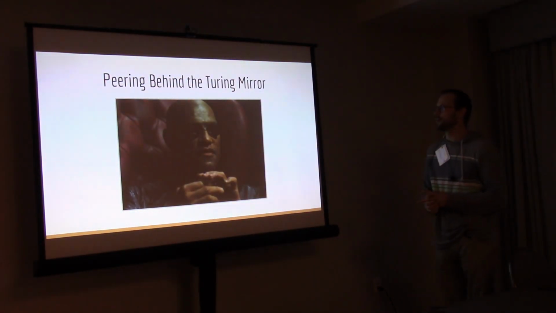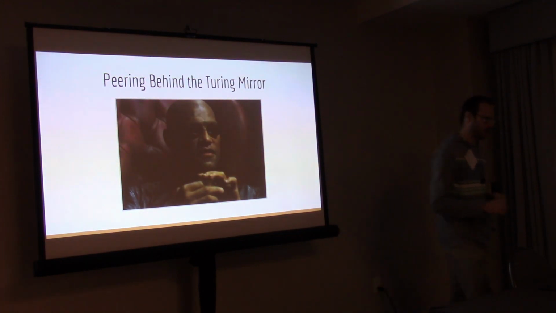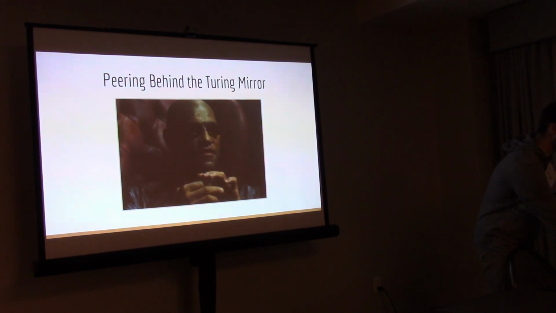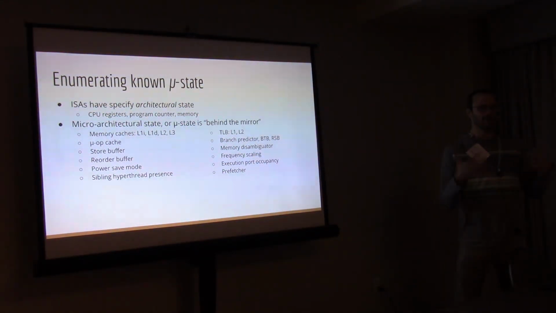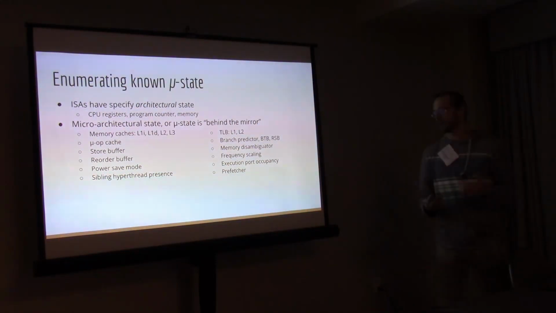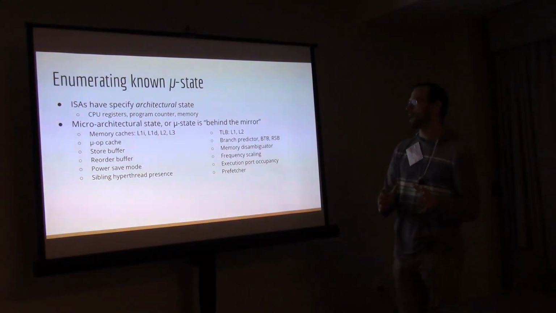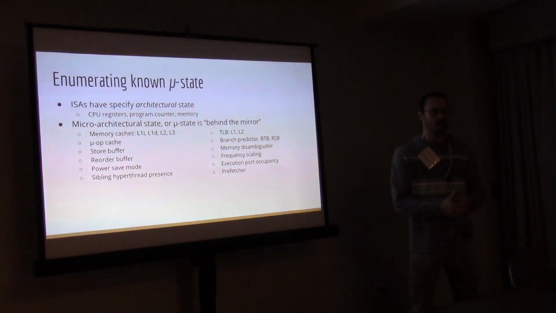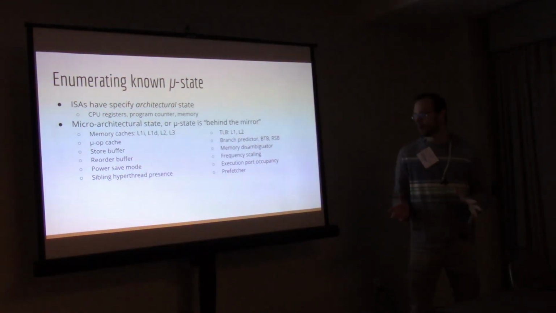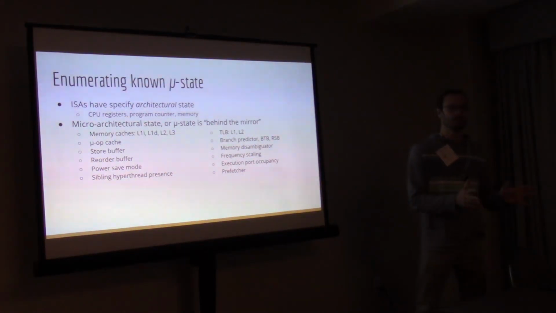So now we're going to look behind the Turing mirror to see what's going on down there. And the implication is that this precise timer gives me the ability to do that. So instruction set architectures have this architectural state, which I talked about. That's the abstraction, right? That's the registers, the memory, and all that stuff. The program counter. But the actual real state is in the microarchitecture. It's supposedly behind the mirror. You're not supposed to be able to see it except for these performance effects. And there's a lot of it, actually.